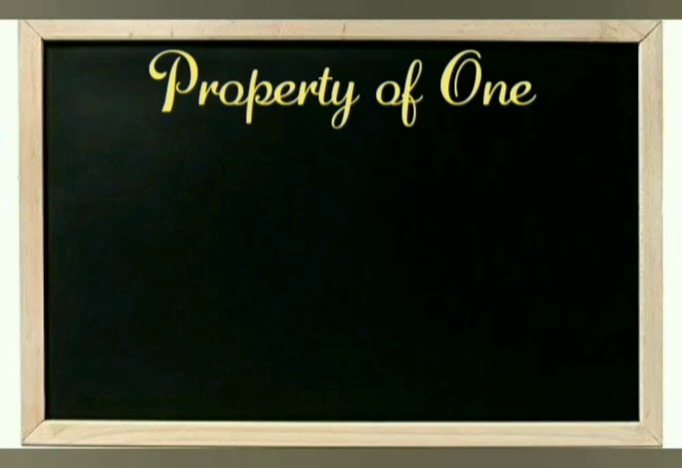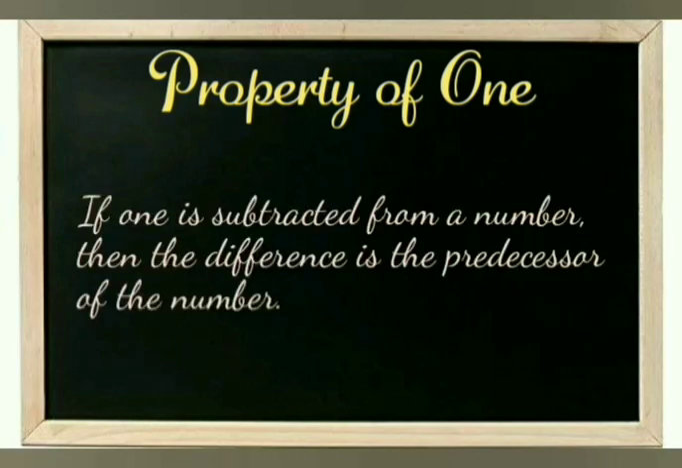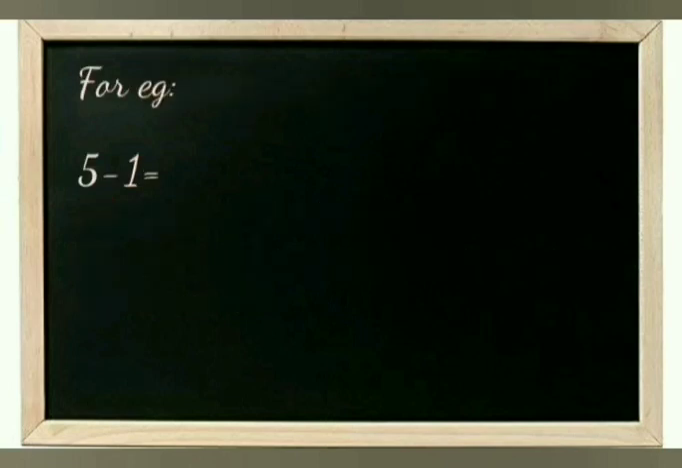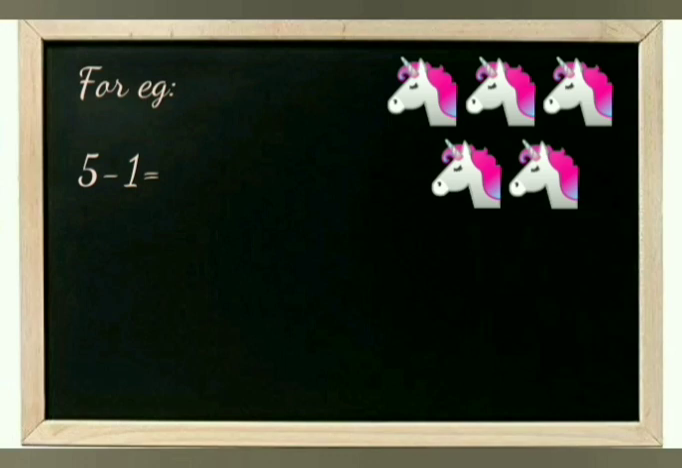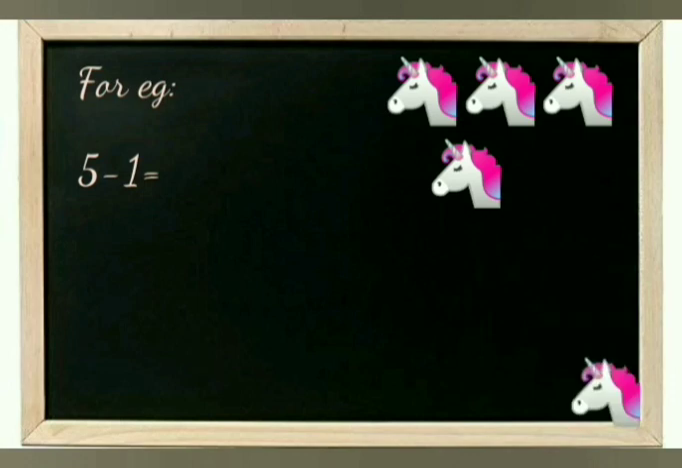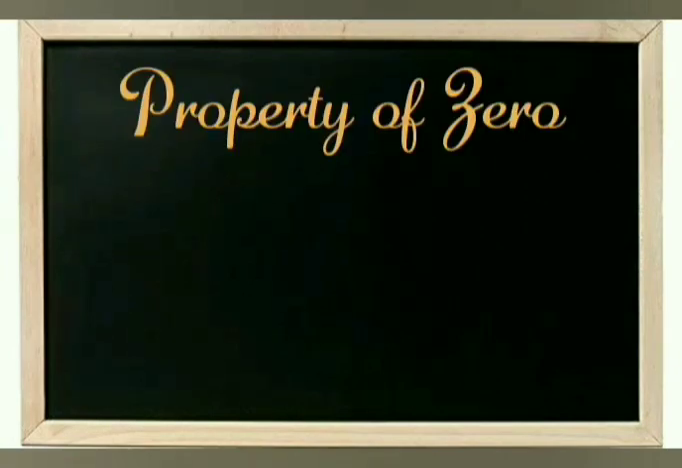Property of 1. If 1 is subtracted from a number, then the difference is the predecessor of the number. For example, 5 minus 1. Here we have 5 unicorns. Out of it, 1 unicorn is going to its magical world. So how many unicorns are left? 4. Yes, 5 minus 1 is equal to 4, which is the predecessor of the number.